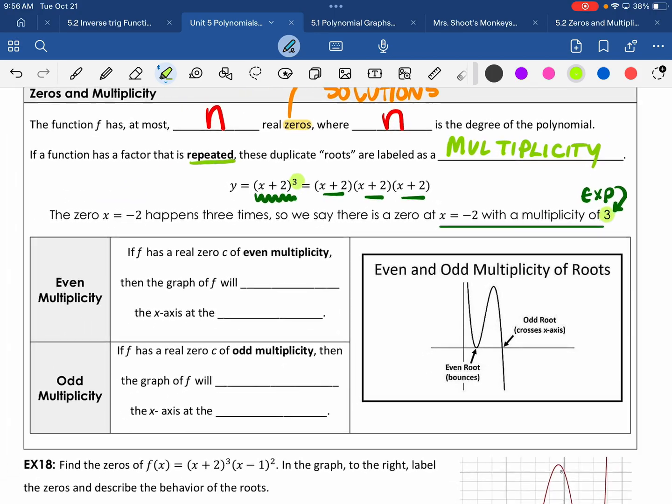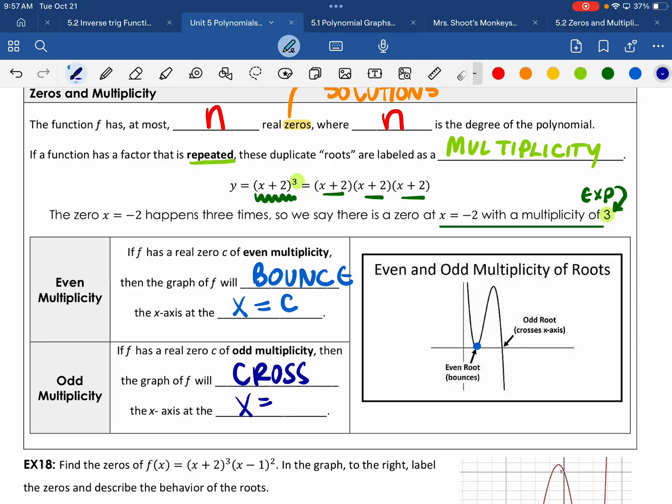All right, so you're like, all right, that's great. Why do we care about multiplicity? Because it's going to help us graph. So if you have an even multiplicity, then the graph is going to bounce off the x-axis at whatever that 0 number is. Is it bounceativity? No. All right, if it is odd, it's going to cross at wherever that 0 is.